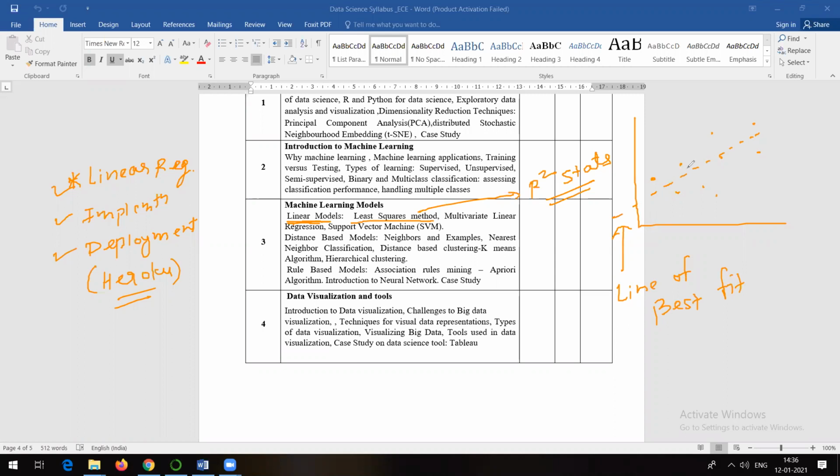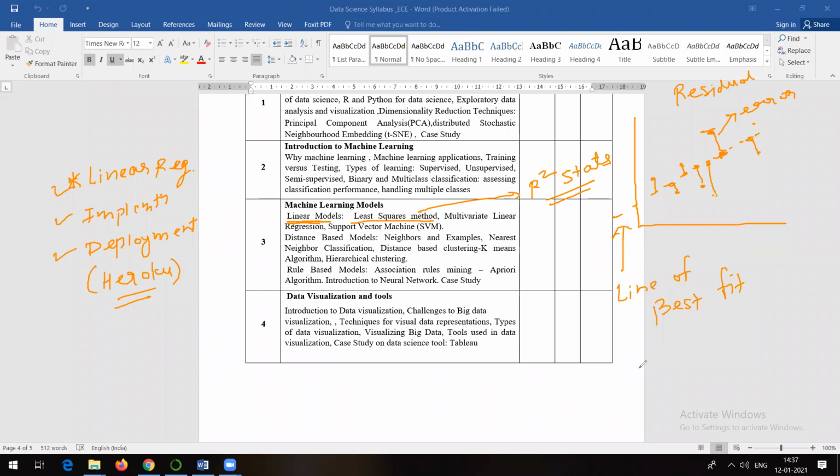So what is the line of best fit? It is a line which passes through the dense area. If these are your data points, the line of best fit always passes through the dense area, that means where there are a lot of data points. That means the distance from each and every point is as minimum as possible. This distance, this distance, this distance. The values on the line are the predicted values, and these are the original values. The difference between prediction and original is nothing but error, which we call a residual. Residual is nothing but error.